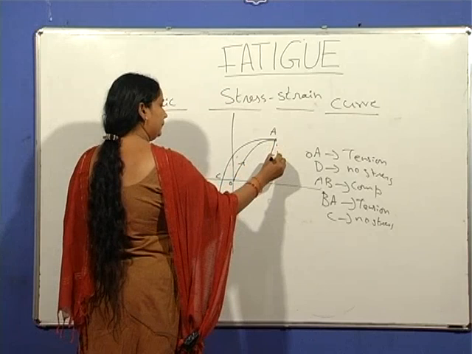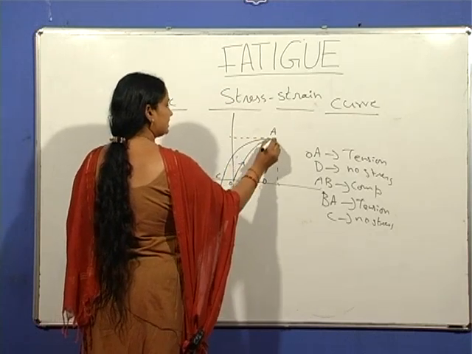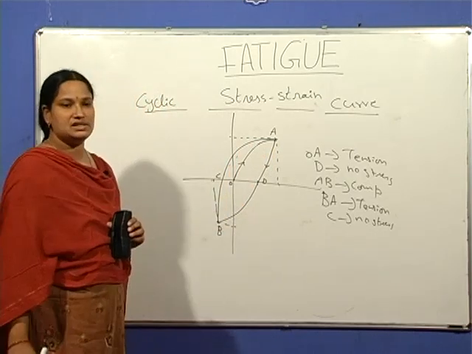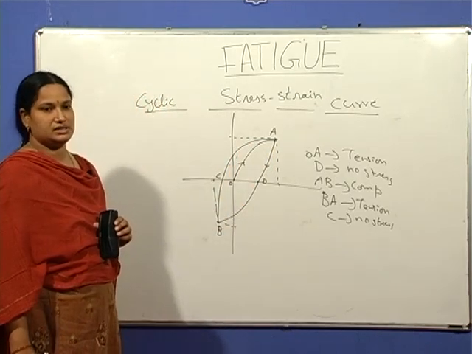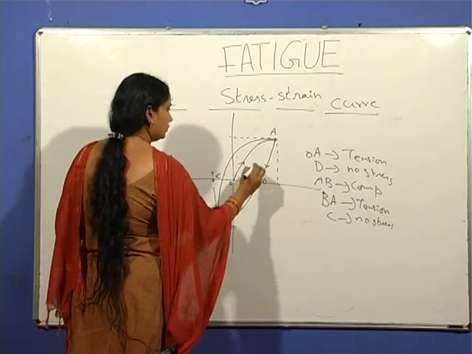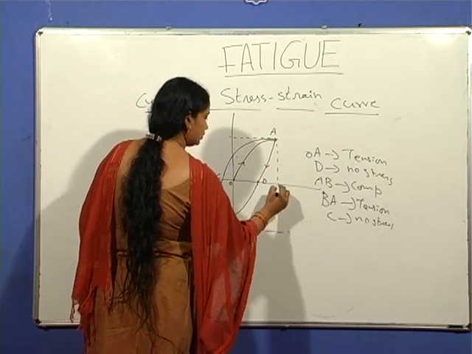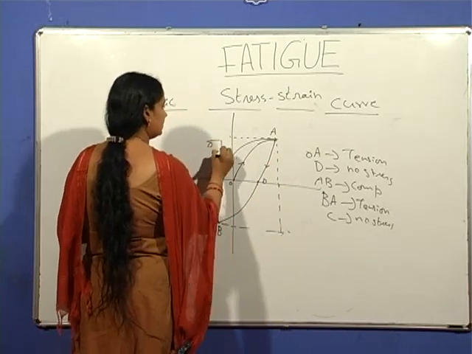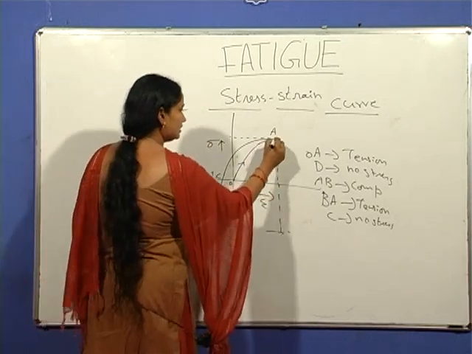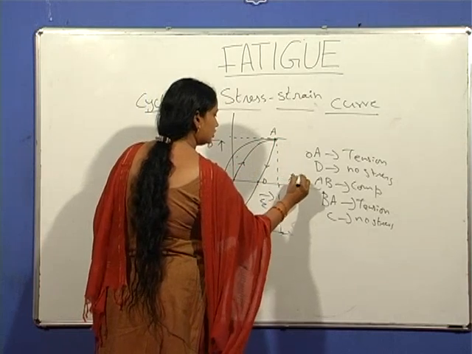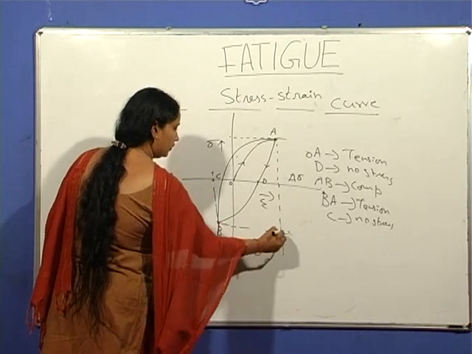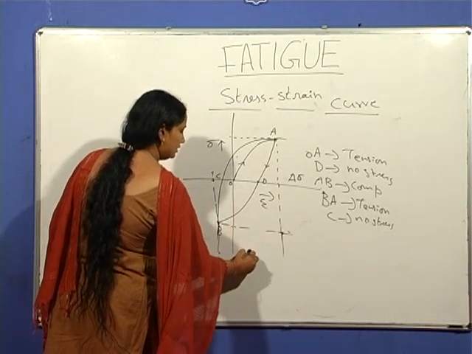Points A and B represent the stress and strain limits. So this is the total stress range. This is stress versus strain behavior under cyclic loading. So this is the total stress range, and this point corresponds to the total strain range.